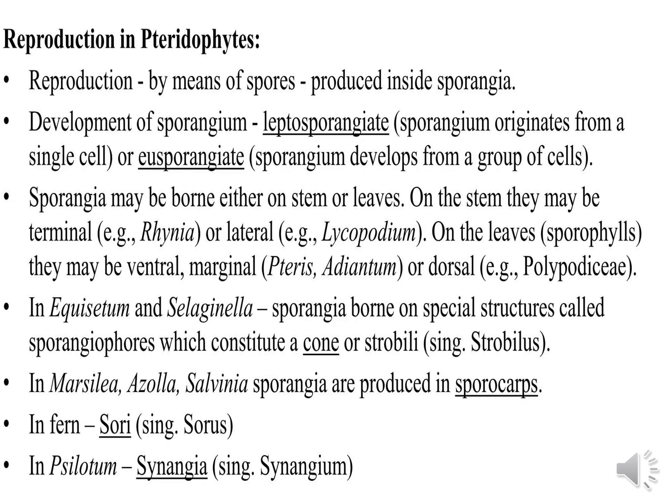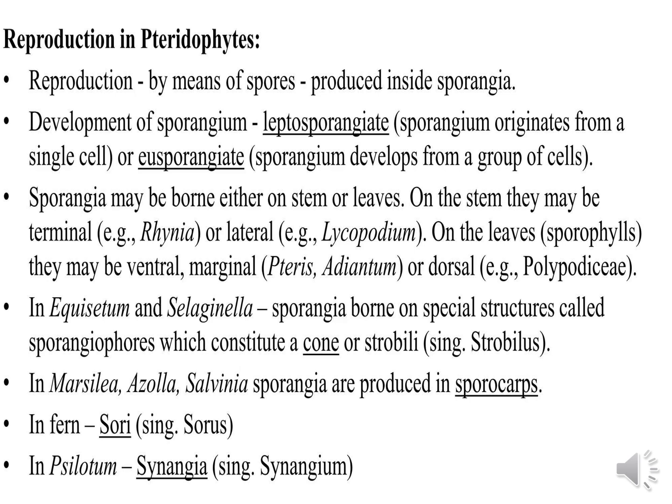Regarding reproduction in pteridophytes, it takes place by means of spores, where the spores are produced inside the sporangia. The development of the sporangium may originate from a single cell, which we call leptosporangiate, or it may develop from a group of cells, called eusporangiate. Sporangia may be borne either on the stem or leaves. On the stem, they may be terminal in the case of Rhynia. They may be present laterally in the case of Lycopodium, or they are found on the leaves on the ventral surface, which we call sporophylls.